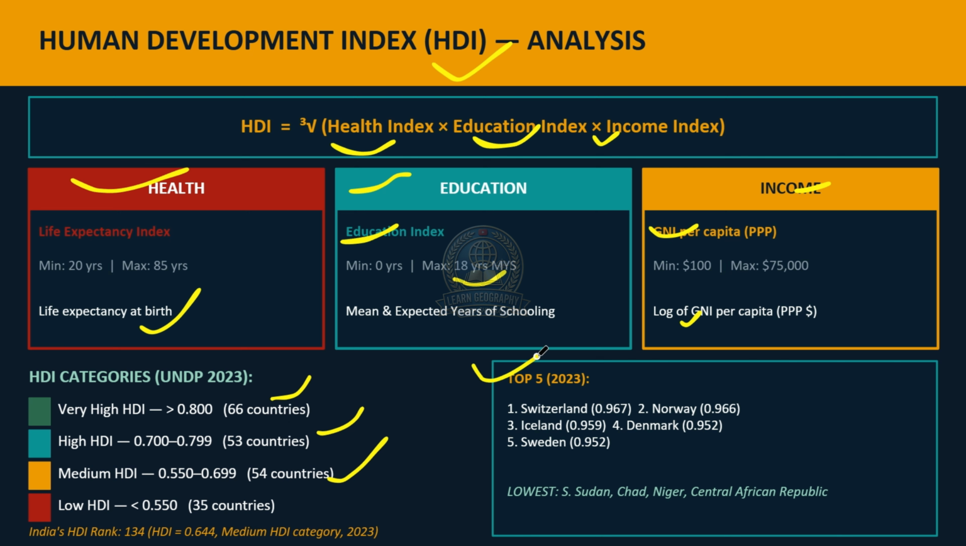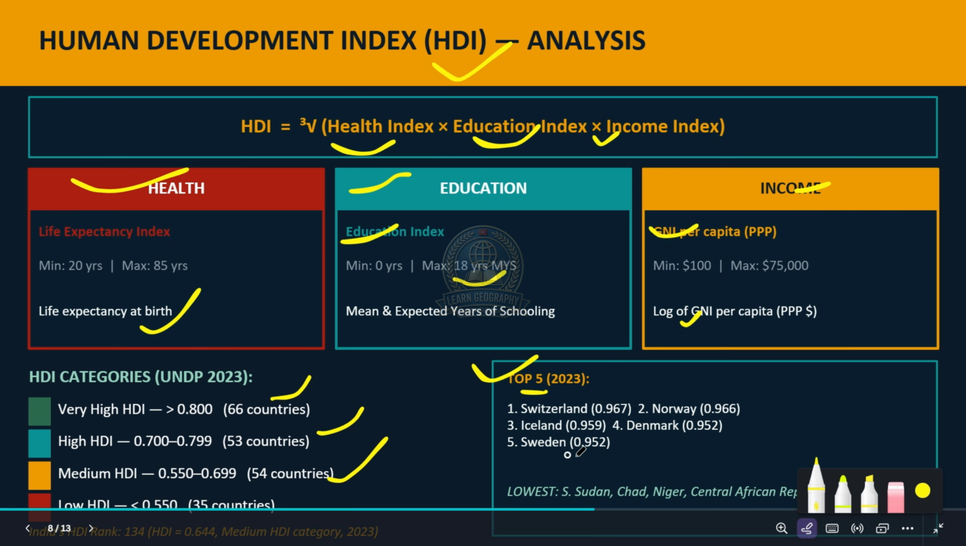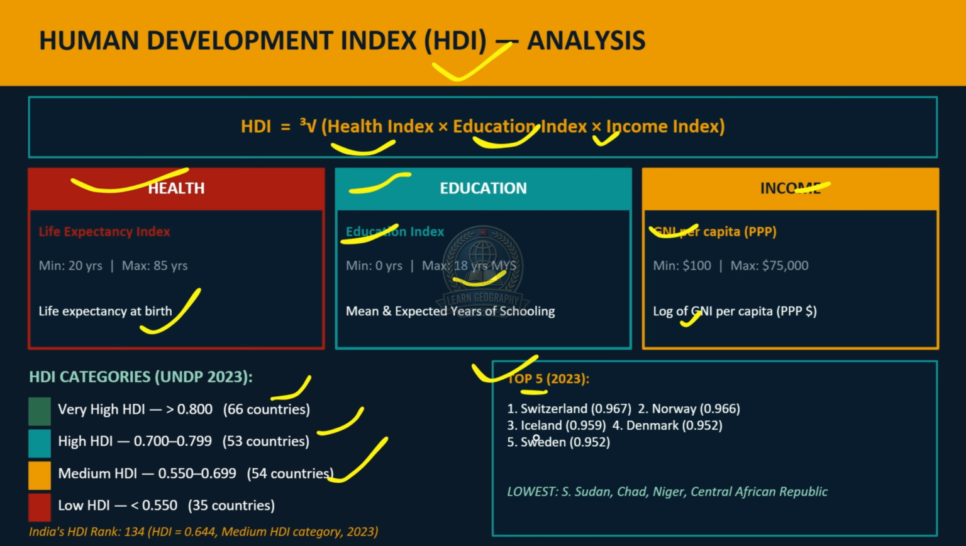Okay, top five countries in HDI in 2023: Switzerland 0.967, Norway 0.966, Iceland 0.959, Denmark 0.952, and Sweden 0.952. Okay, lowest: South Sudan, Chad, Niger, Central African Republic. Okay, this is an analysis of Human Development Index all over the world.